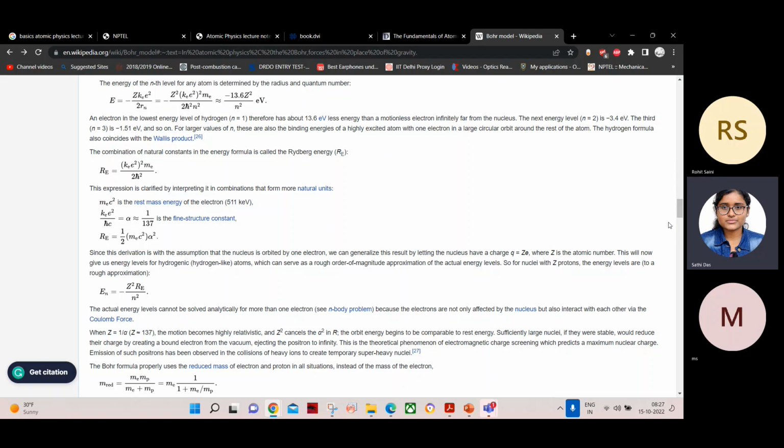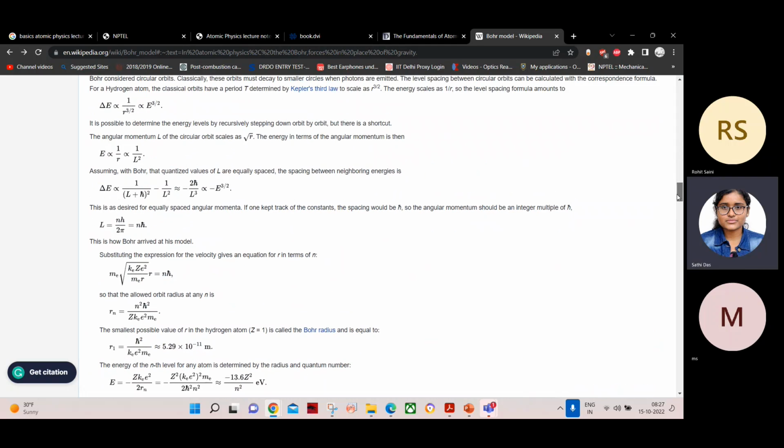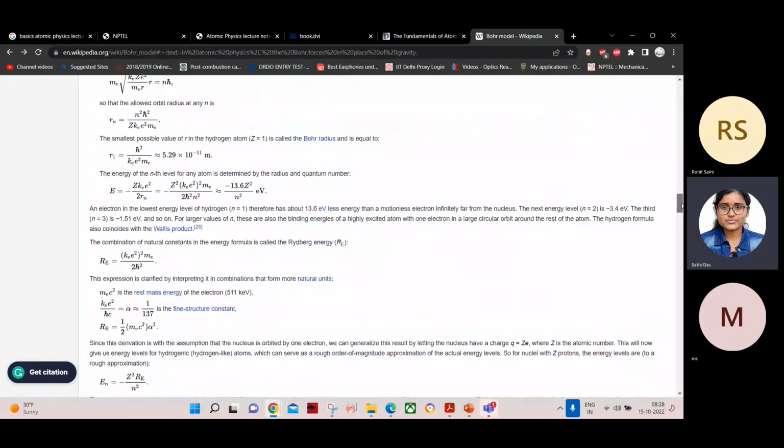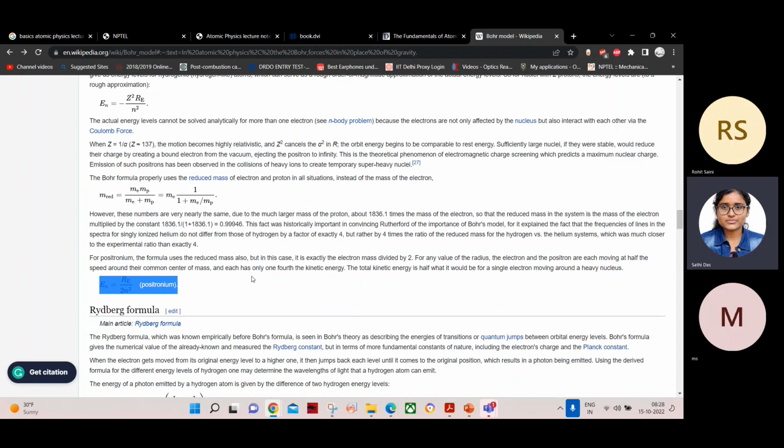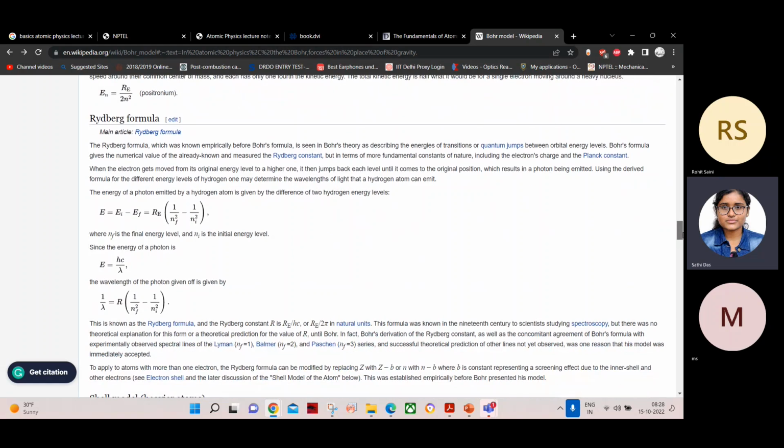So instead of taking m only here, for this mv square by r, he used mu for reduced mass at a later time in the Bohr formula, using the reduced mass of electron and proton. Instead of m_e, he used m_e m_p by m_e plus m_p. And then he found the energy levels for positronium and other atoms. So things are changing, and the Rydberg formula also came.